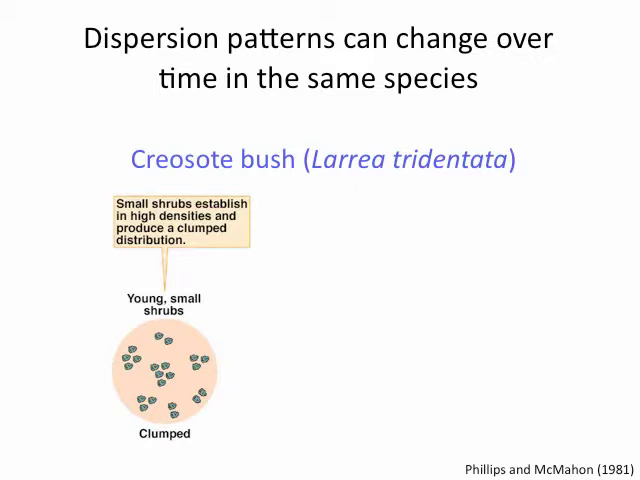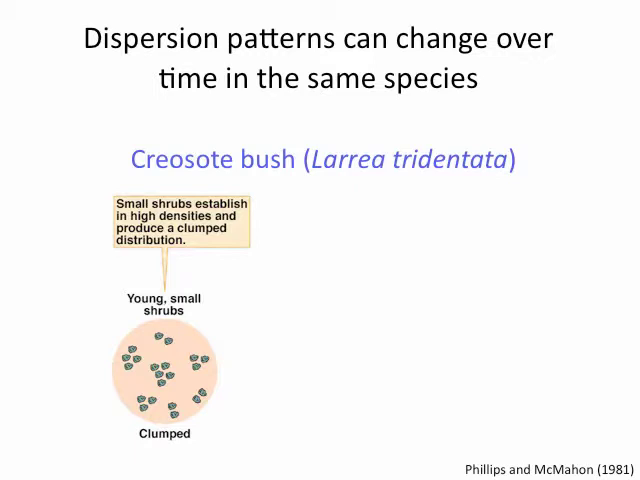In the circle shown there, we have creosote bush shown as little green bushes, showing that when they're young, when they're very small shrubs, they tend to show a clumped dispersion pattern. And this is because of the way the seeds are dispersed for creosote bush: the seeds actually don't fall very far from the plant. So when it sets seeds and those seeds are dispersed, they fall nearby the parent. Once they germinate and grow, you get these little clusters of young, small shrubs that show a clumped dispersion pattern.